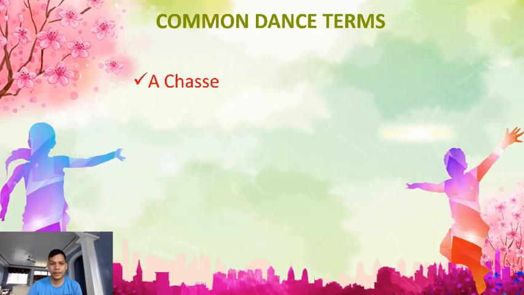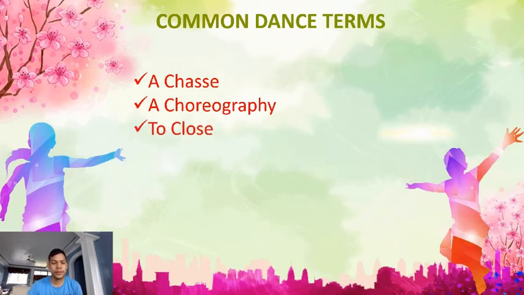Number nine, a chassé or chase is composed of three changes of weight with a close on the second and may be performed sideward or forward. A choreography is a creation or a compilation of steps, patterns, and movements which make up the dance or a dance routine. Okay, and the person who makes this one we call a choreographer. Okay, so we will know about that.